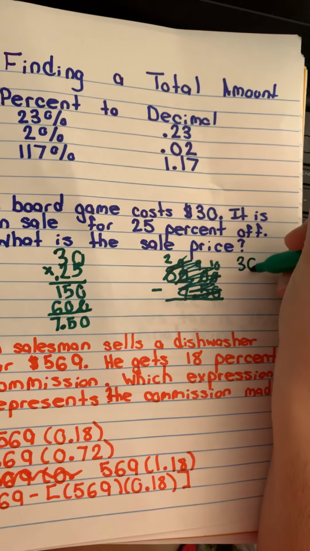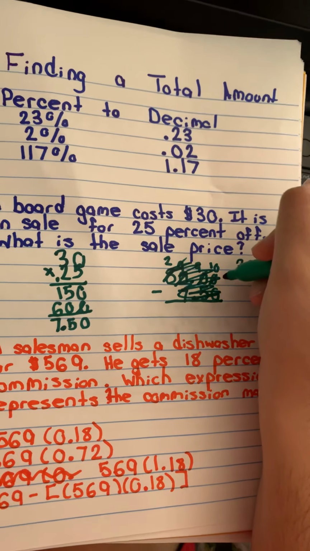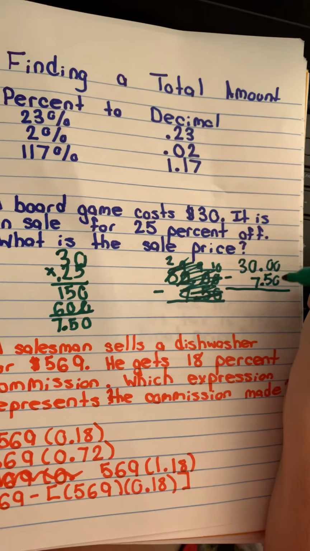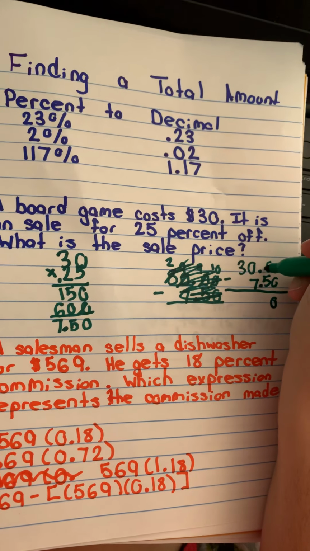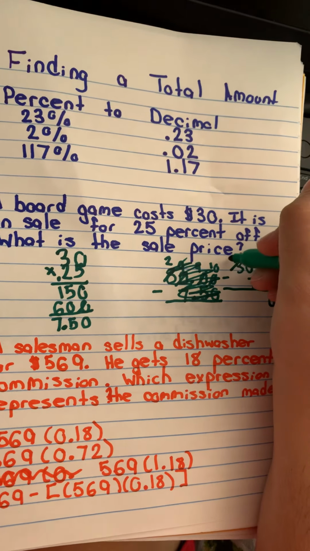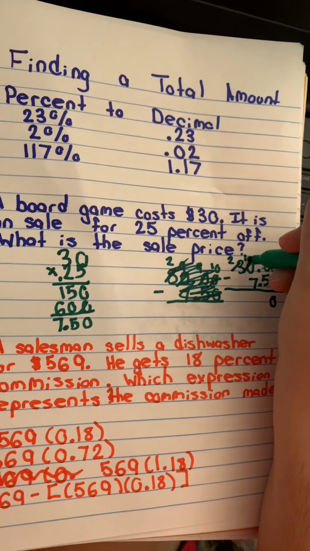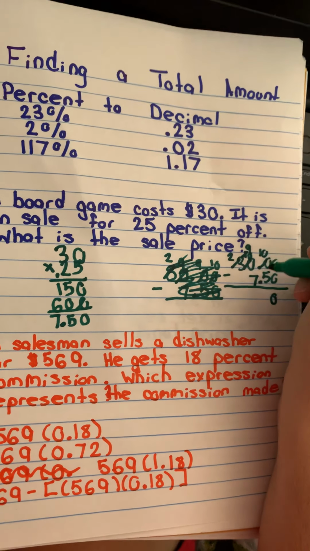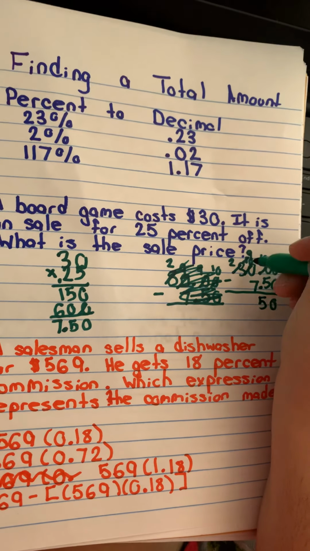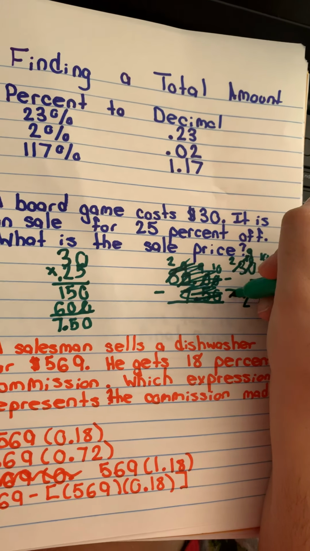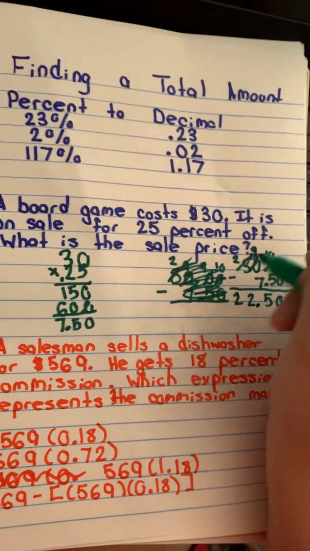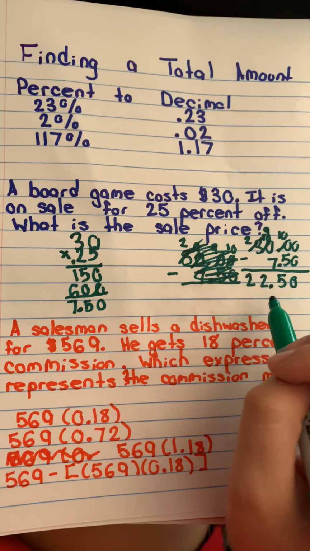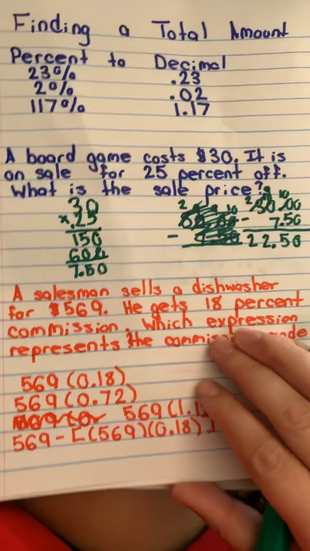So I'm going to do my $30 minus the percent off, which is $7.50. 0 minus 0 is 0. That 0 needs to borrow, that 3 turns into a 2, that 0 turns into a 10. Again, needs to borrow, that 10 turns into a 9, that 0 turns into a 10. 10 minus 5 is 5, 9 minus 7 is 2, 2 minus nothing is 2. Don't forget to bring down the decimal. So if it's 25% off $30, my total sale price is $22.50. That's how much you would pay for the board game once it's on sale.